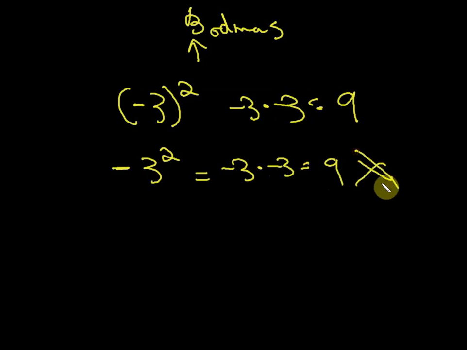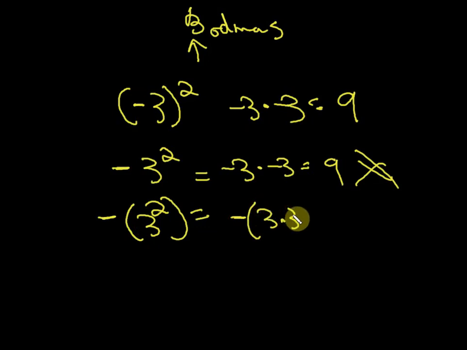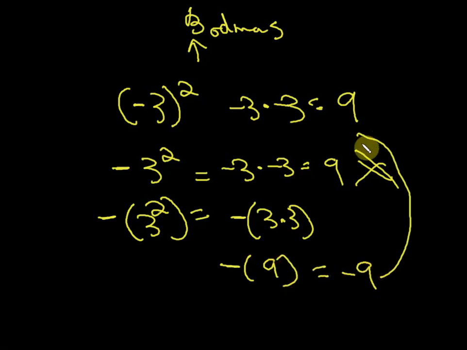Well, that's incorrect, because that's why you need to put the brackets on. Now it becomes clear that, okay, first I need to solve the inside. So this is 3 times 3, and this equals 9. So the answer is actually -9. So do you see the contrast between these, right?